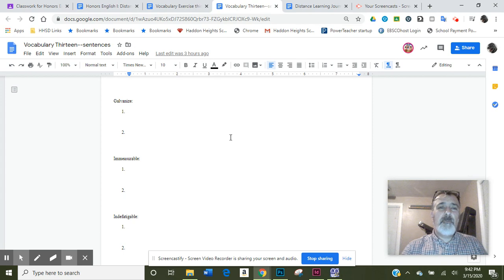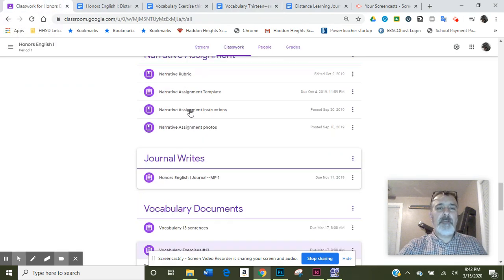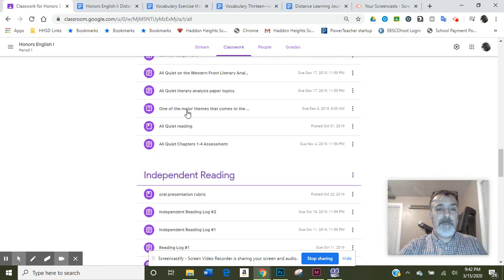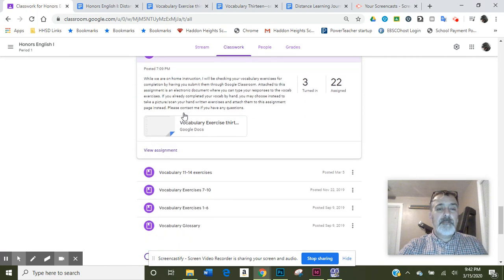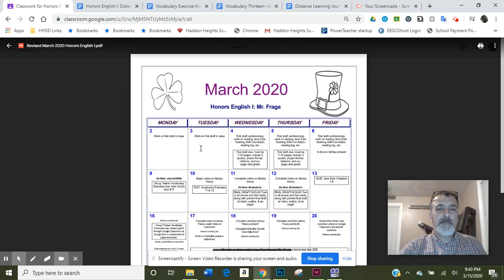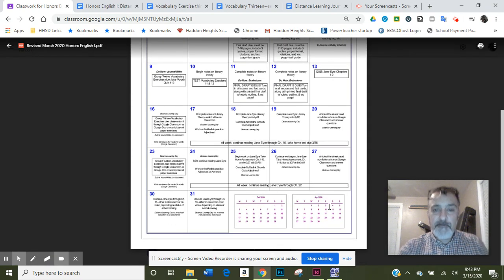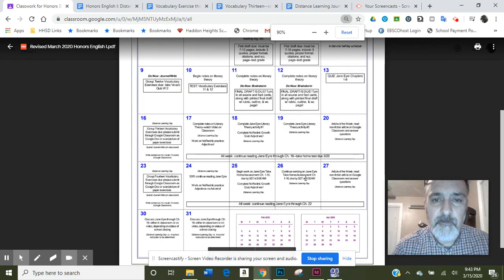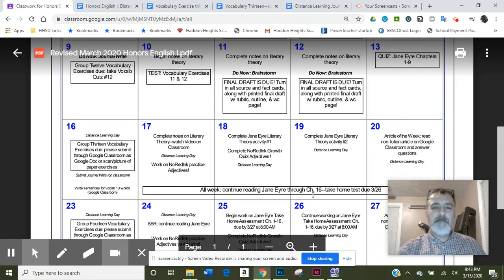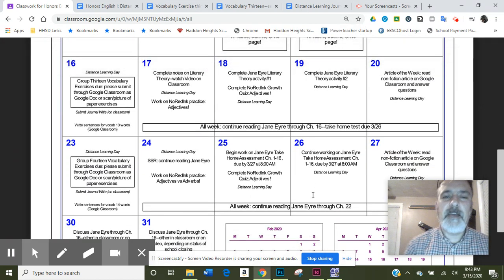If you have not already done so, you can also go to the classroom page and look at the revised calendar, and I'll show you that quickly. If I can find where I put it. Should be under, here we go, monthly calendars. I've done a revised March calendar, and I put it up there as a PDF. And let's see if I can zoom in here. Here we go. So you can look at the calendar at your leisure.